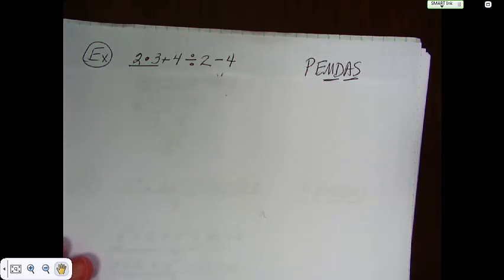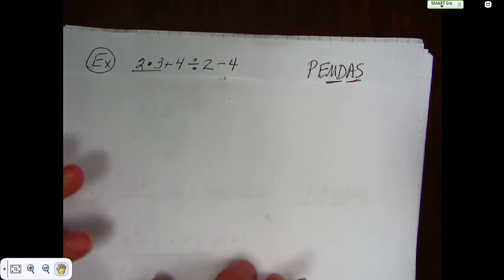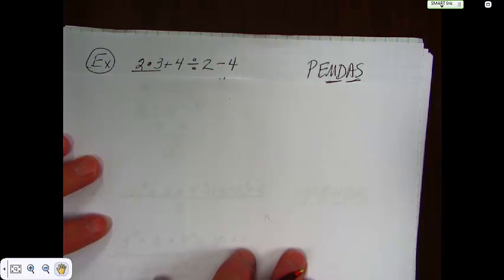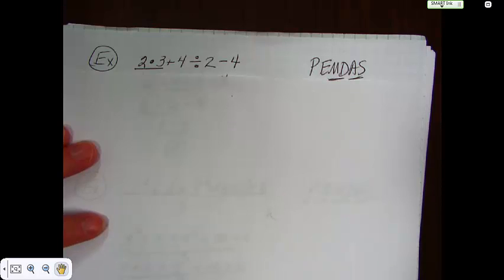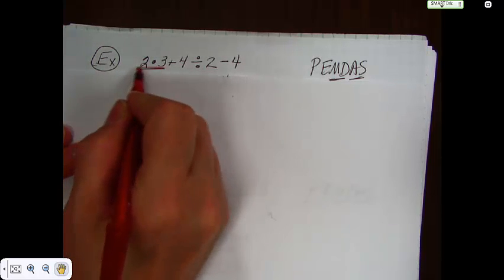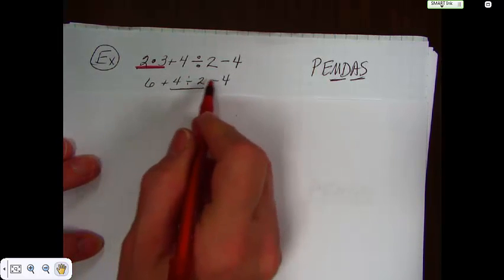Okay? All right. Now we have another one I'd like to do with PEMDAS. 2 times 3 plus 4 divided by 2 minus 4. Well, PEMDAS tells us parentheses, no. Exponents, no. Multiplication or division, yes. Left to right, we have multiplication first. So 2 times 3 is 6. 6 plus 4 divided by 2 minus 4.